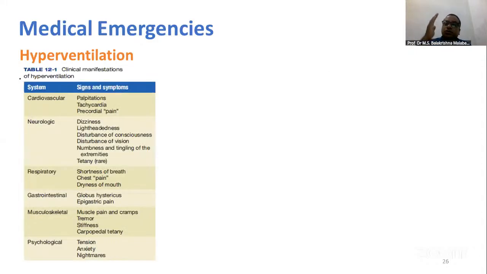The manifestations of hyperventilation can affect anywhere in your body. It can affect the cardiovascular system, so in your heart there will be palpitations, tachycardia; neurological factors like dizziness, lightheadedness the patient may feel; respiratory shortness of breath; GIT problems; musculoskeletal; and psychological tension, anxiety, nightmares the patient may feel. So these are all the clinical manifestations of hyperventilation. If a patient is always in tension, anxiety, and whatever drugs you are giving are not correcting it, the patient could be a patient of hyperventilation.